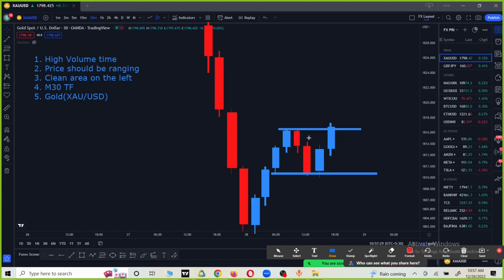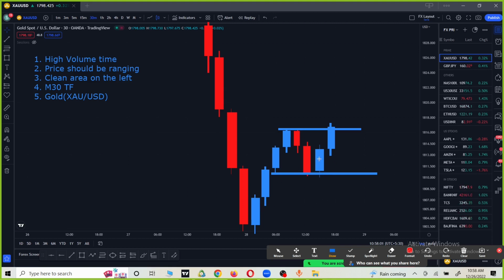So now as we can see, the price is ranging, and we are trading this strategy during the high volume time. That can be pre-London or London Open, or pre-New York, New York Open, NYSE Open, whatever the case may be, for the Forex I'm talking about. If the price breaks out of this range on the upside, we have the clean area on the left hand side. Same way, if the price breaks down below the support, we have the clean range on the left hand side. So that is what I mean by the clean range.